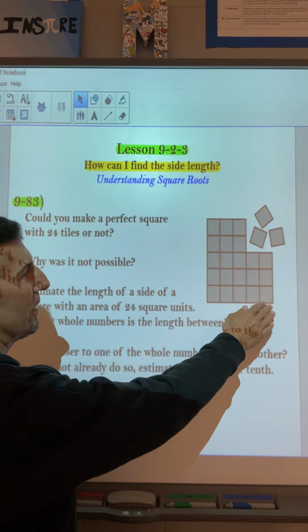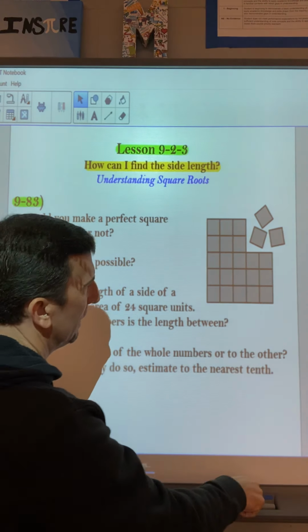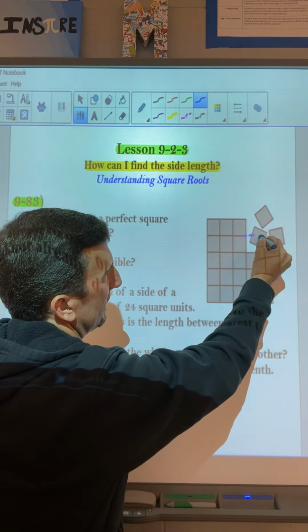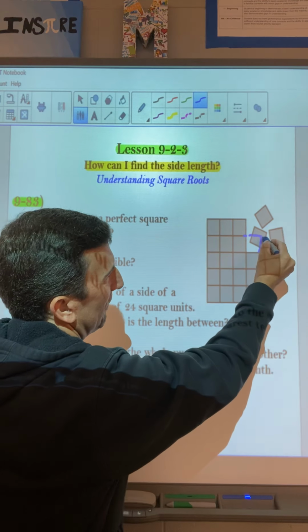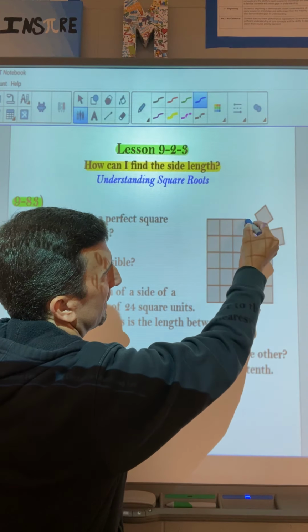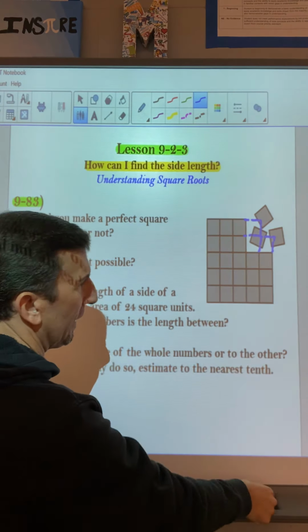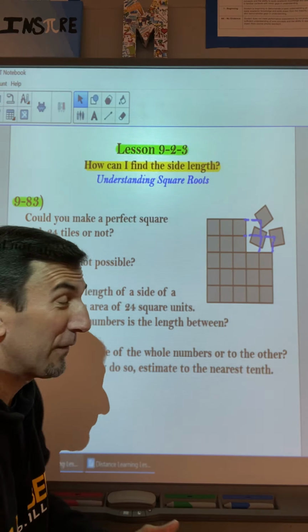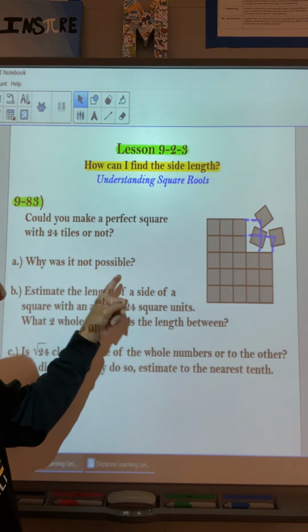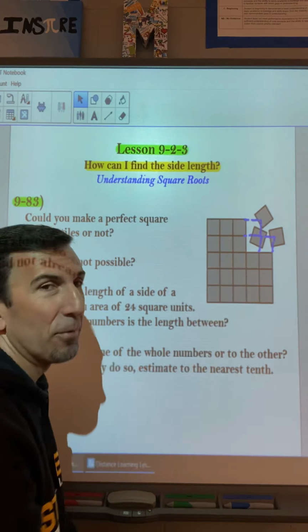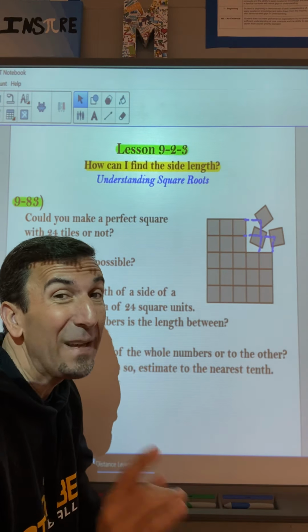So if I put 5 across here, I have 5 across there. Let's put this one right here. Let's put that one in right there. Let's put that one in right there. That only gives me 4 here and 4 there. So I don't have a perfect square. So why is it not possible? Because I'm missing a piece. Now be careful.